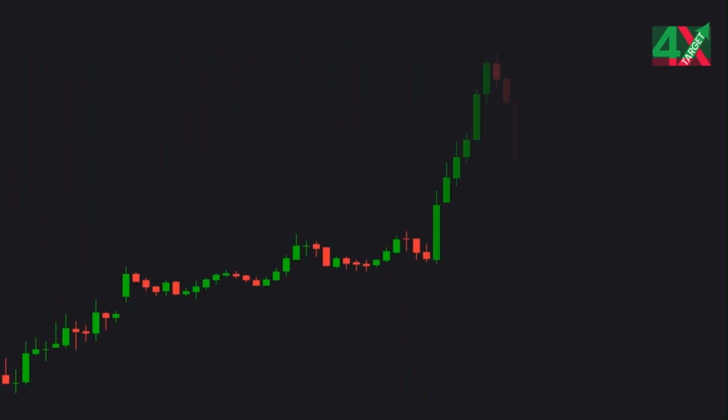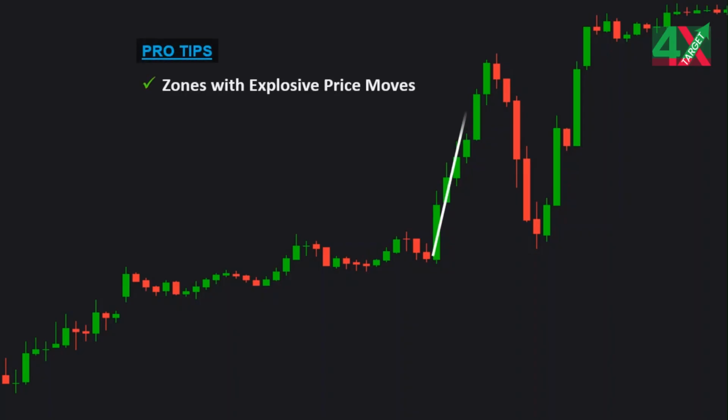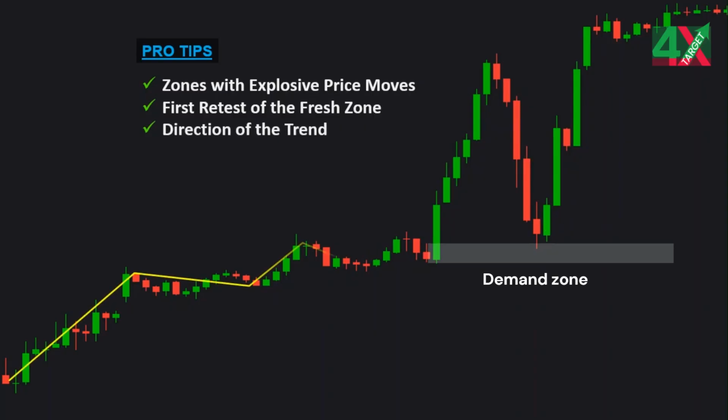Let's now look at a few pro tips for trading supply and demand zones effectively. Zones where price leaves explosively are usually stronger. Fresh zones have higher probability, especially on the first or second retest. Always trade in the direction of the trend. Demand zones in uptrends. Supply zones in downtrends. Wait for confirmation before entering.